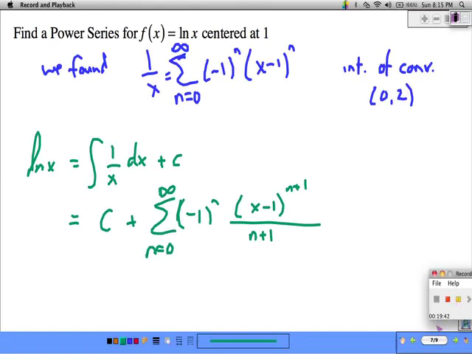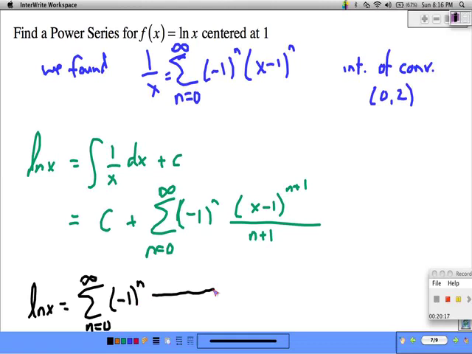And to find c, let's go with something that we know. We know the natural log of 1 is equal to 0. So 0 equals c plus some, but if I'm plugging in 1, I get 0 divided by something, so the sum is 0. So c is equal to 0. So the natural log of x is just the series from n equals 0 to infinity, negative 1 to the n, times x minus 1 to the n plus 1 over n plus 1.